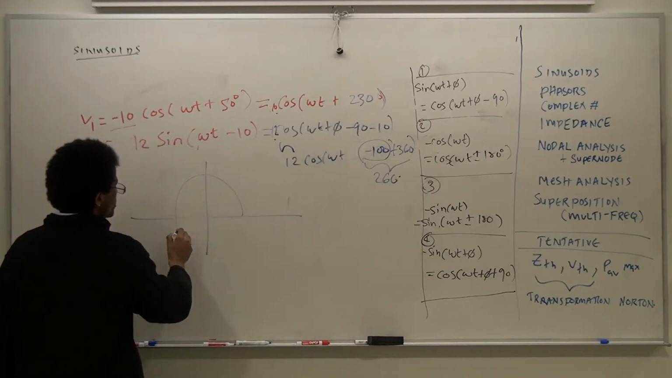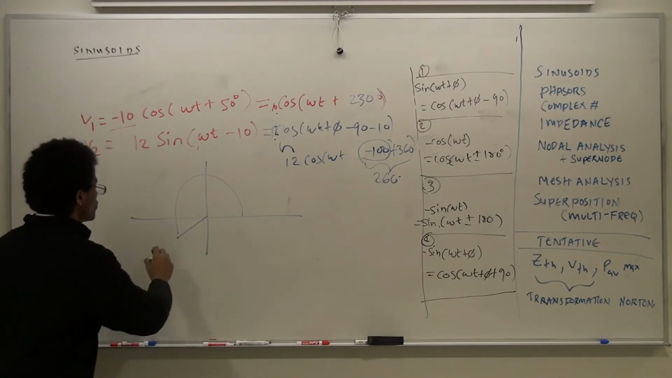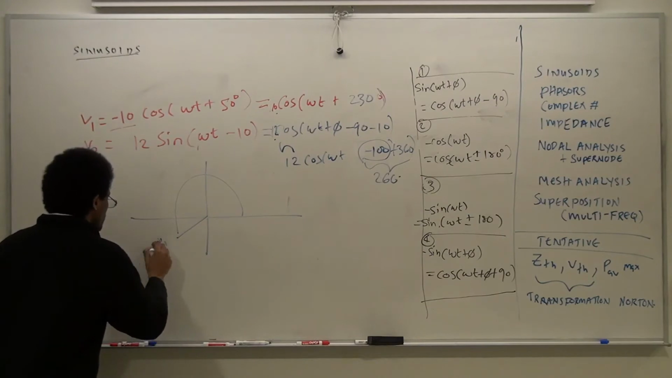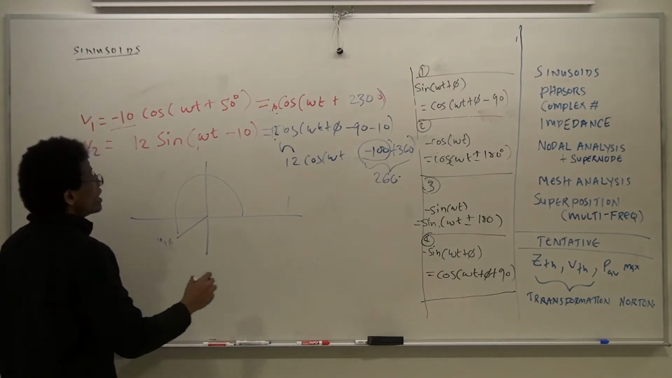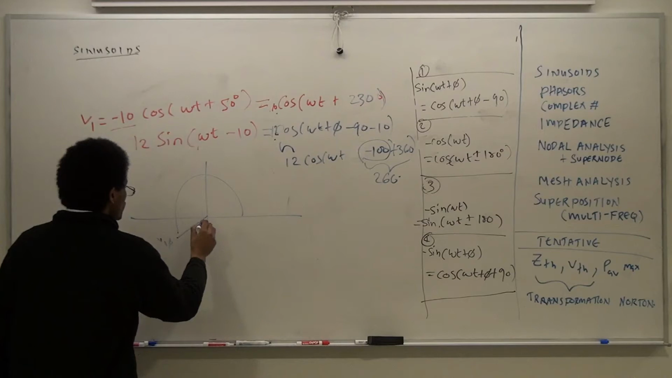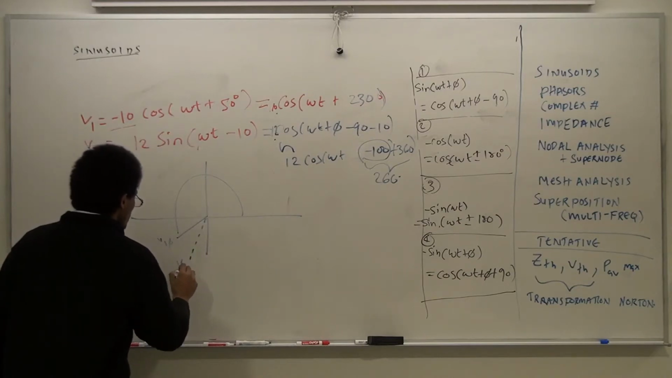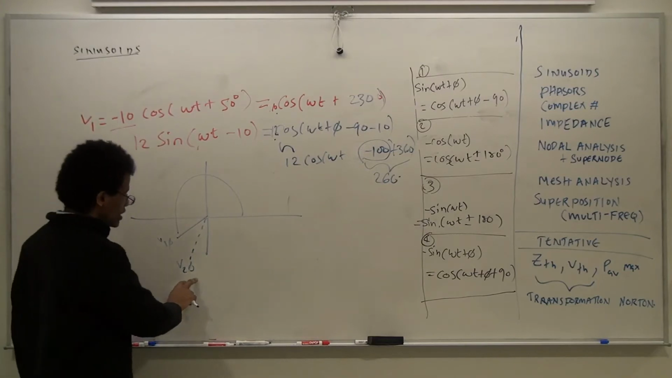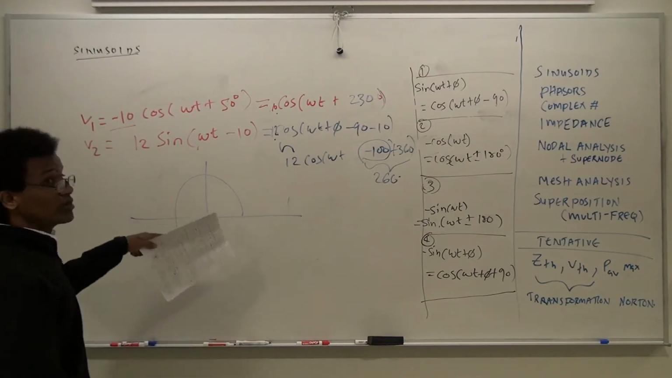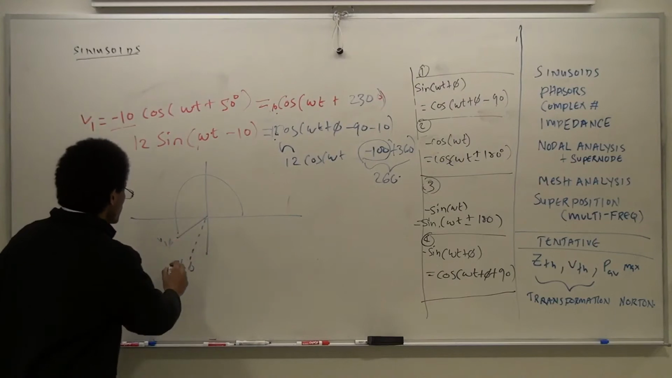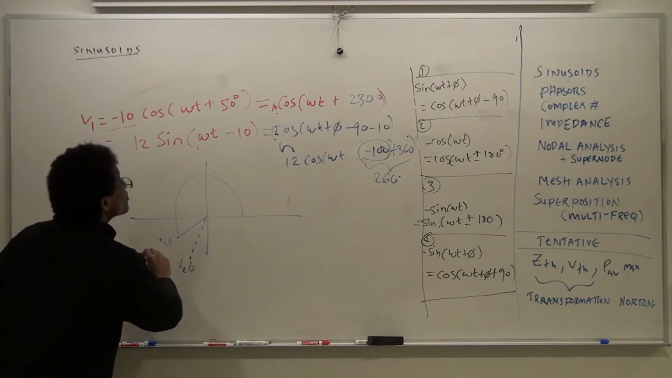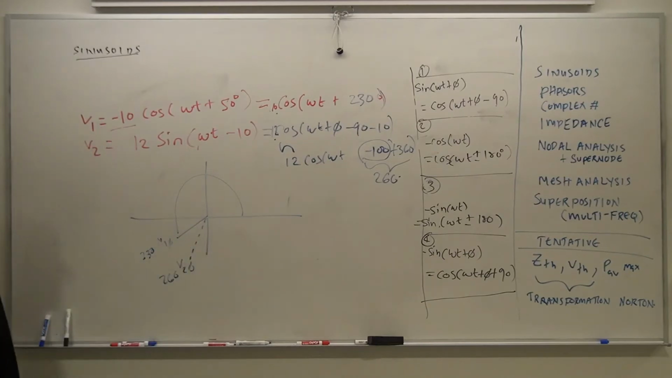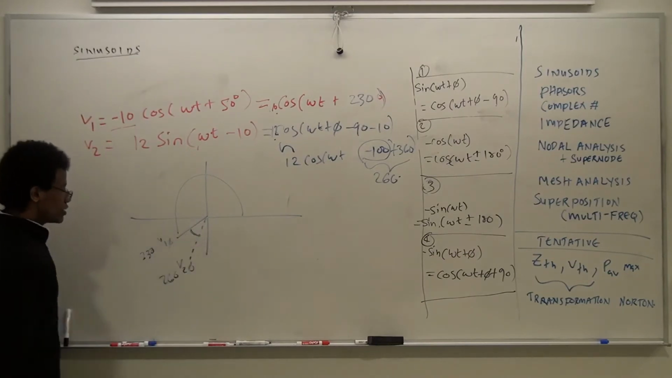Roughly 230 degrees will be somewhere here. Let's call this V1 phase. And the phase of V2 is 260 degrees, so it will be somewhere here, V2 phase. This is an abuse of notation, but please excuse it, it's just for demonstration. V1 phase is 230, this is 260. What's the angle between these two in terms of phase? 30, exactly.